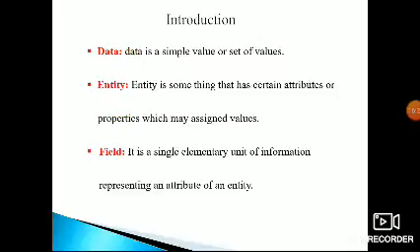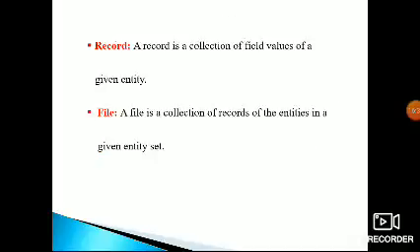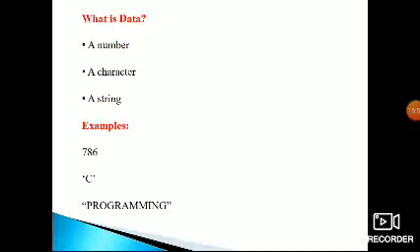So data is nothing but the set of values. Entity is something which has properties, and we assign some values to it. And a field is a unit of information representing an attribute of an entity. A record is a collection of fields; what we collect in the fields is called the record. The collection of records is called the file. Okay, these are linked one to another.